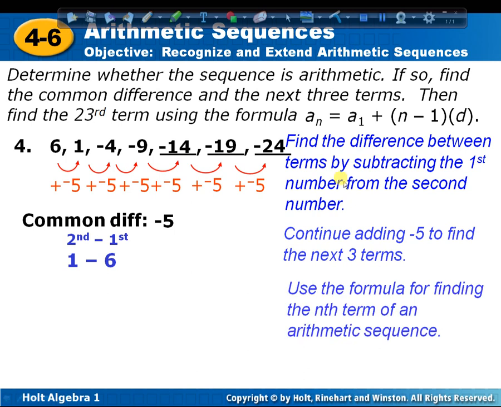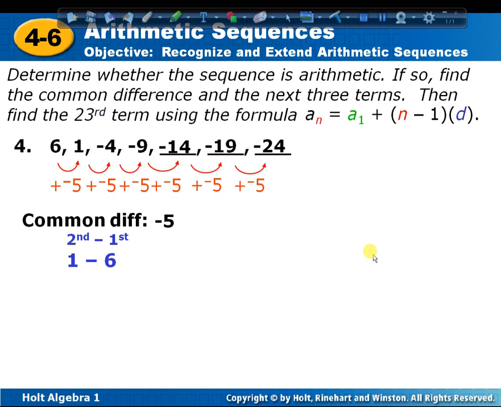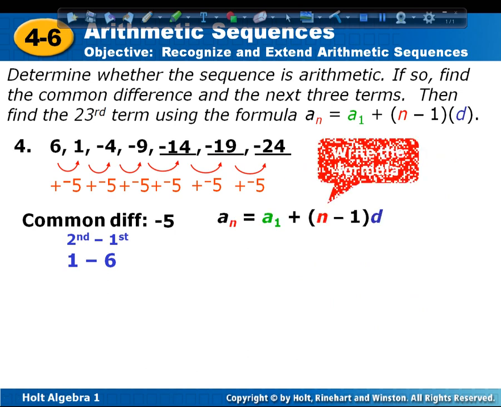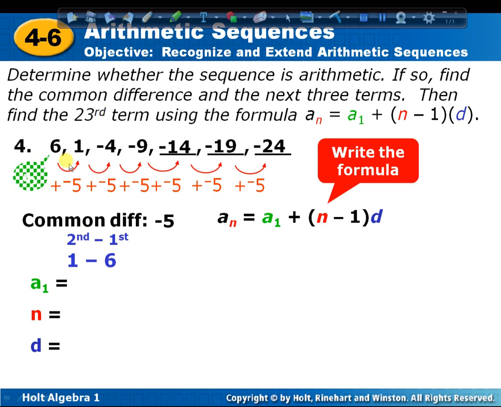Using the formula, again, you do not have to write these words over here in blue. So here's my formula. Again, we'll go ahead and write that down. A sub n equals a sub 1 plus parentheses n minus 1 parentheses d. And over here to the side, write a sub 1 equals, n equals, and d equals because we have to find those pieces of information to use the formula. A sub 1, again, is the first term that you see, which this time is 6. N is the nth term that you're looking for, so that's the 23rd term here. And d is the common difference, and this time that number is negative 5.